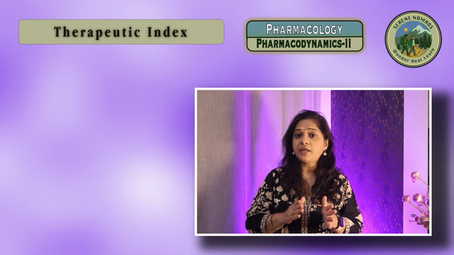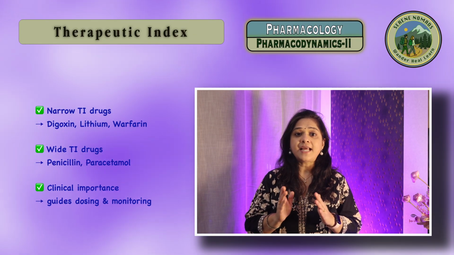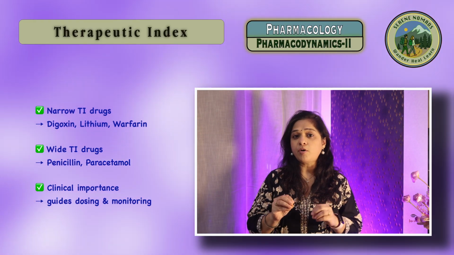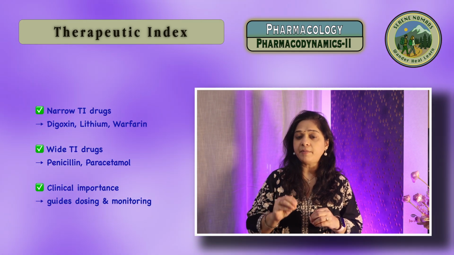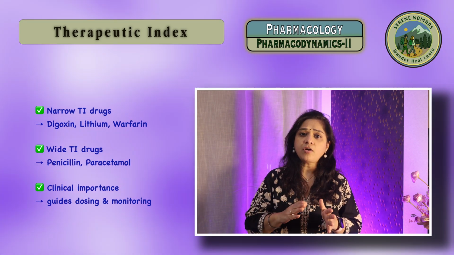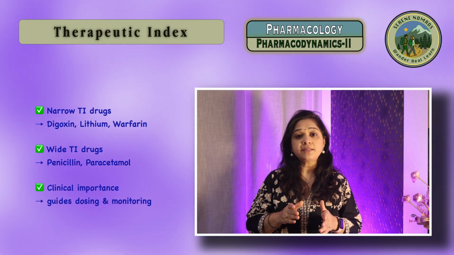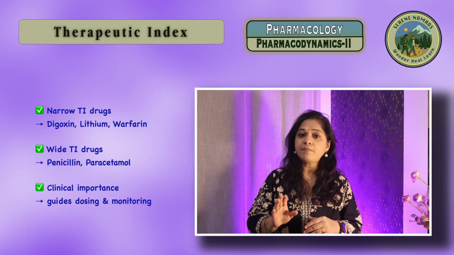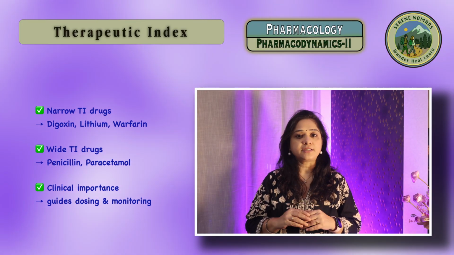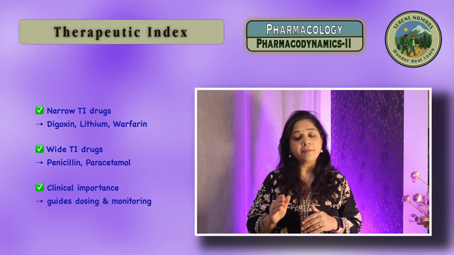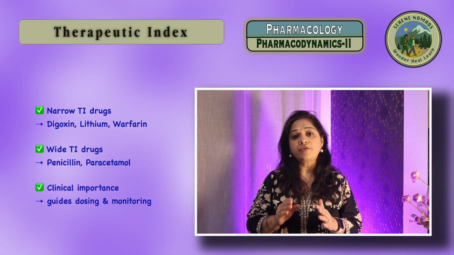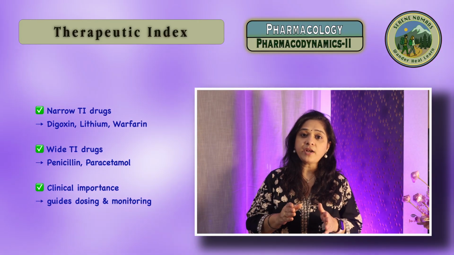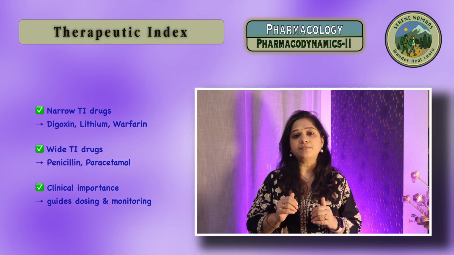Some drugs have a narrow therapeutic index, such as digoxin, lithium, and warfarin. These require careful dose adjustment and monitoring due to the small window between therapeutic and toxic effects. In contrast, drugs like penicillin or paracetamol, when used appropriately, have a wide therapeutic window, meaning they are much safer and less likely to cause toxicity. In summary, the therapeutic index is a critical measure of drug safety. Understanding it helps clinicians use drugs more effectively and avoid adverse outcomes.